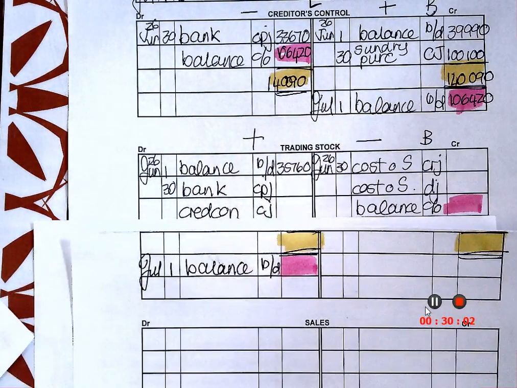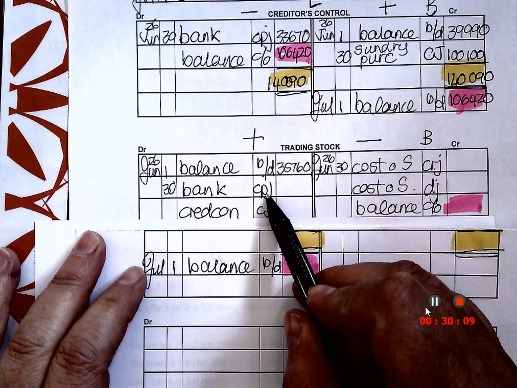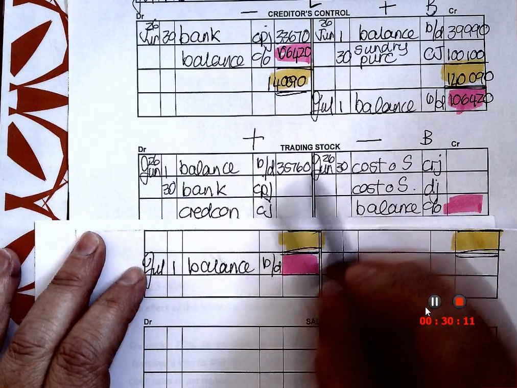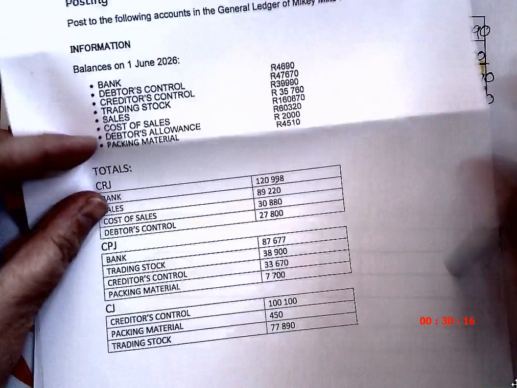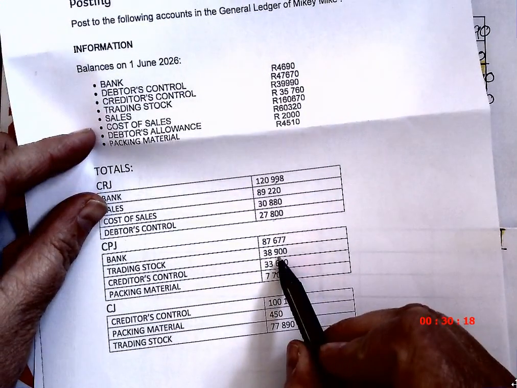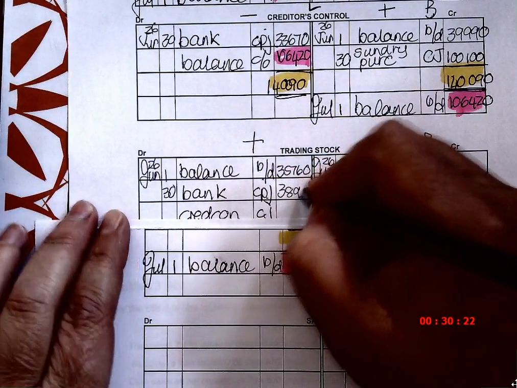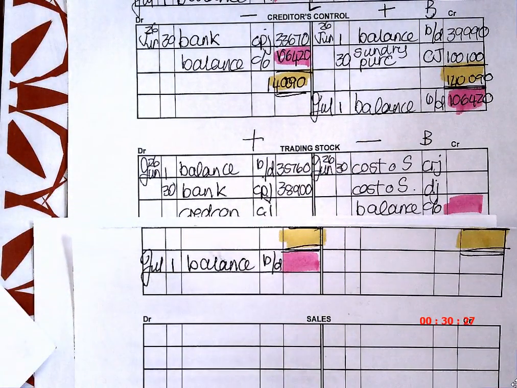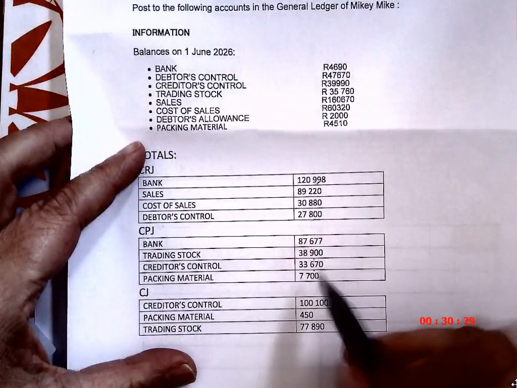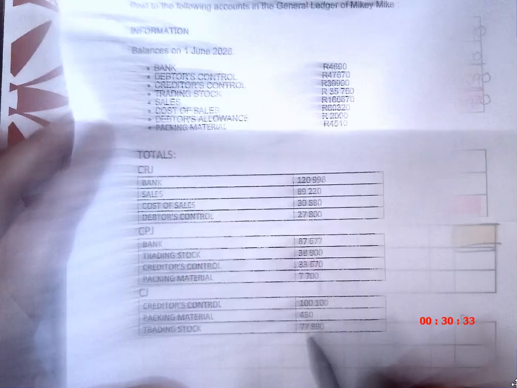Okay. Now, I see CPJ. What account am I going to look for? What is plan A? Trading stock. So I go to the CPJ. I look for trading stock. 38,900. I go to the CJ. What do I look for? Plan A. Trading stock. I see 77,890.